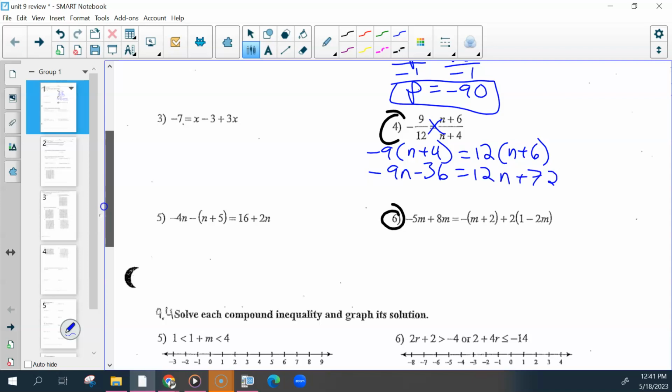We have -9n minus 36 equals 12n plus 72. Then you have a choice of what you want to move. It does not matter. Your goal is to get the variables on one side, constants on the other. So let's say we move 36 by adding. We could also subtract 12n to the other side. So we have -21n equals 108. And then divide. How much did you get?